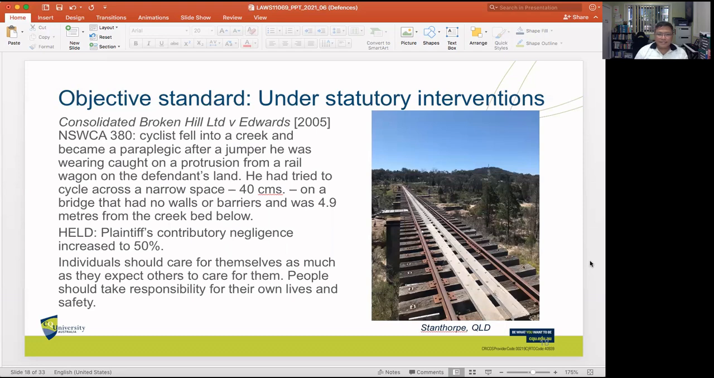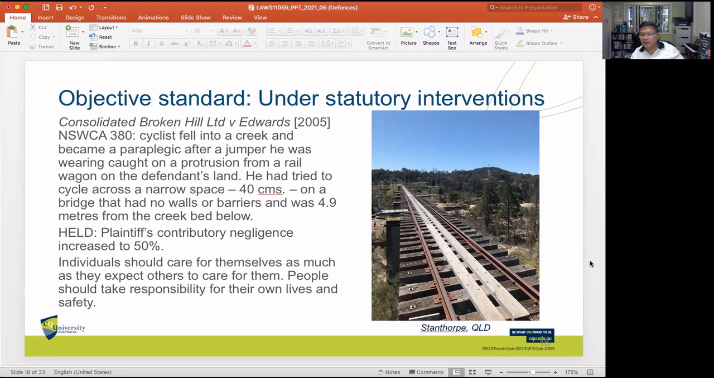Now, this is an interesting case, which I mentioned earlier, Consolidated Broken Hill Limited versus Edwards. In this particular case, what the cyclist, okay, that particular picture actually is a picture that I took, okay? So don't judge me, don't judge the plaintiff. I'll talk about the case in a short while, but before I talk about the case of Consolidated Broken Hill versus Edwards, if you look at the picture, that's a picture I took. When you look at it, it's actually elevated. They've actually got trees on the right. And you will notice that those trees are actually of the same height as the railroad tracks, okay?